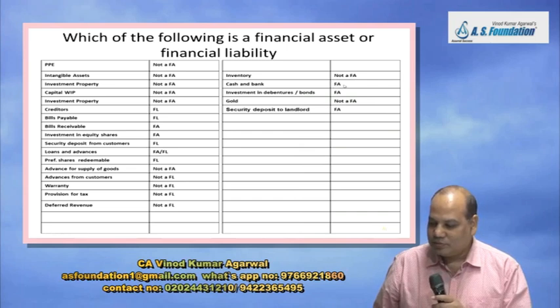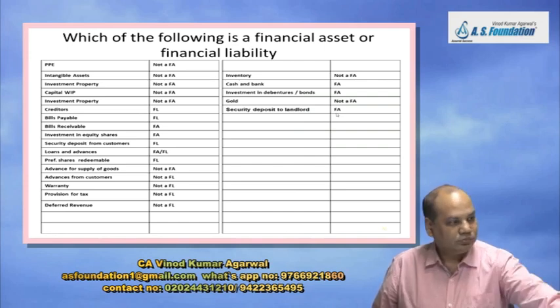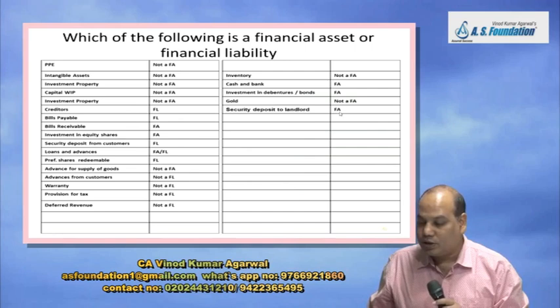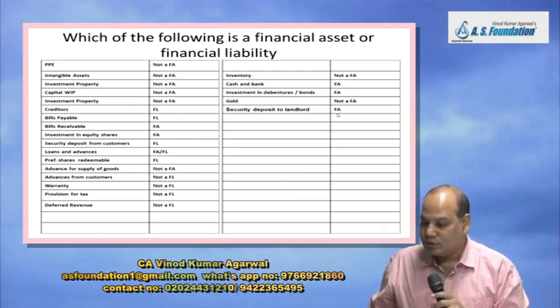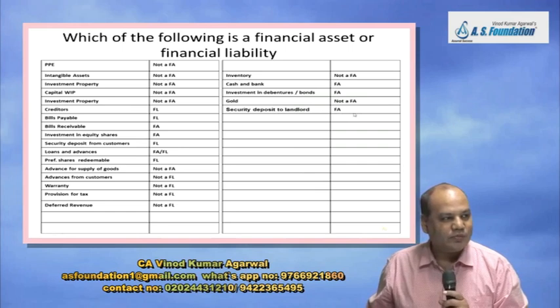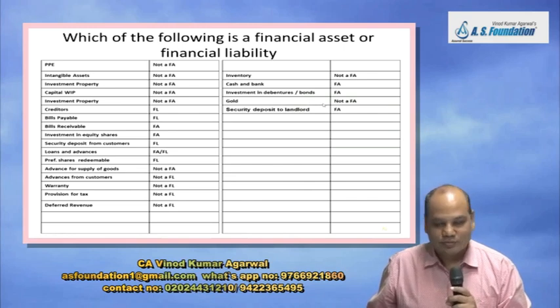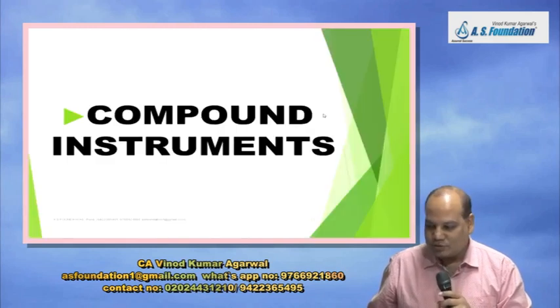Cash and bank, by definition, financial asset. Investment in debentures and bonds, financial asset. Gold, not a financial asset. And security deposit to landlord, financial asset. Okay, because once your commitment is over, you will get the cash back. So it's a contractual right to receive cash.